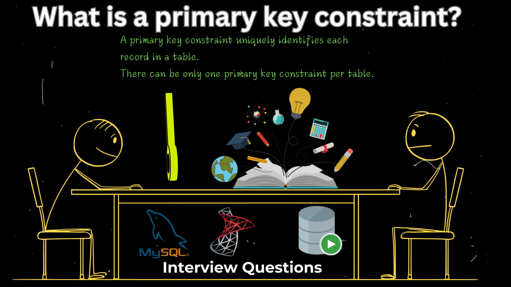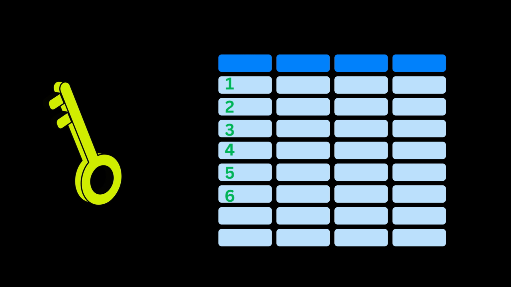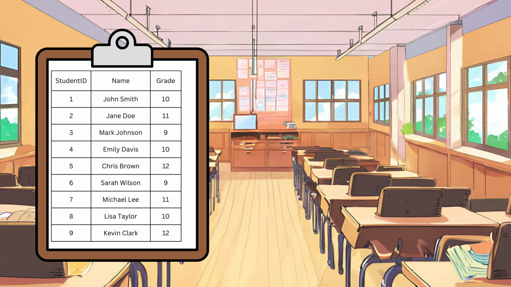What is a primary key constraint? A primary key constraint uniquely identifies each record in a table. There can be only one primary key constraint per table. In a school's database, each student has a unique student ID that distinguishes them from others. This student ID is the primary key.